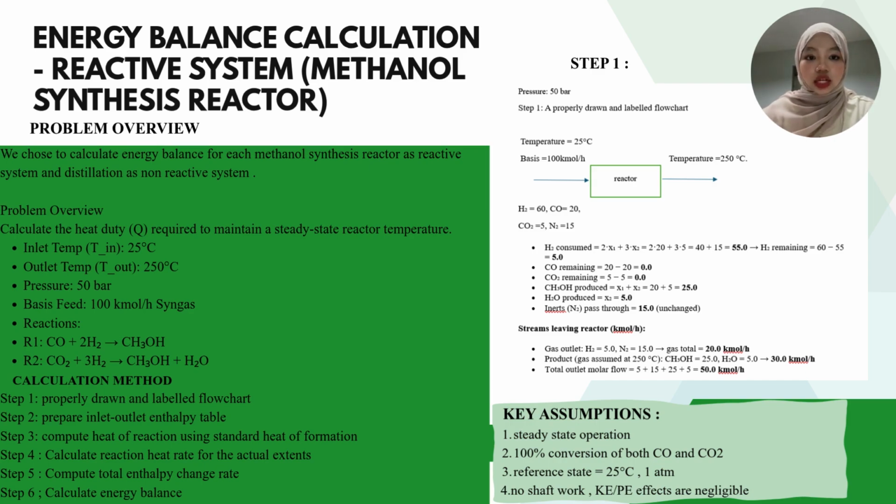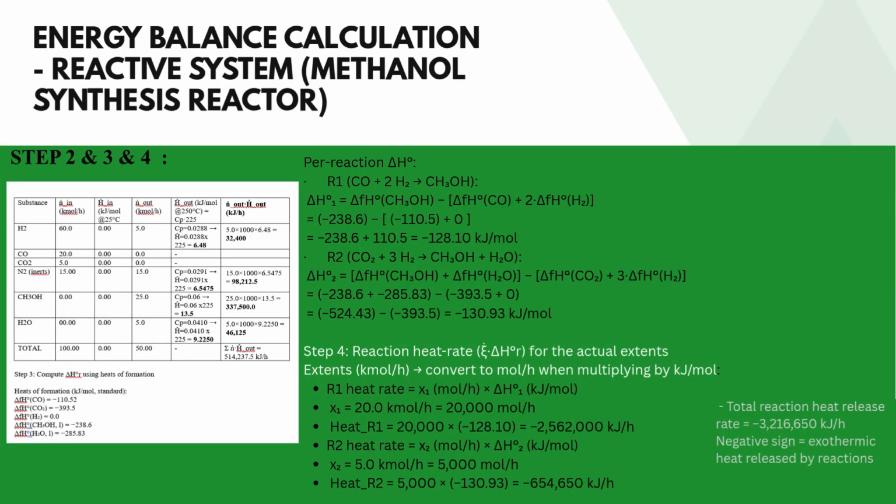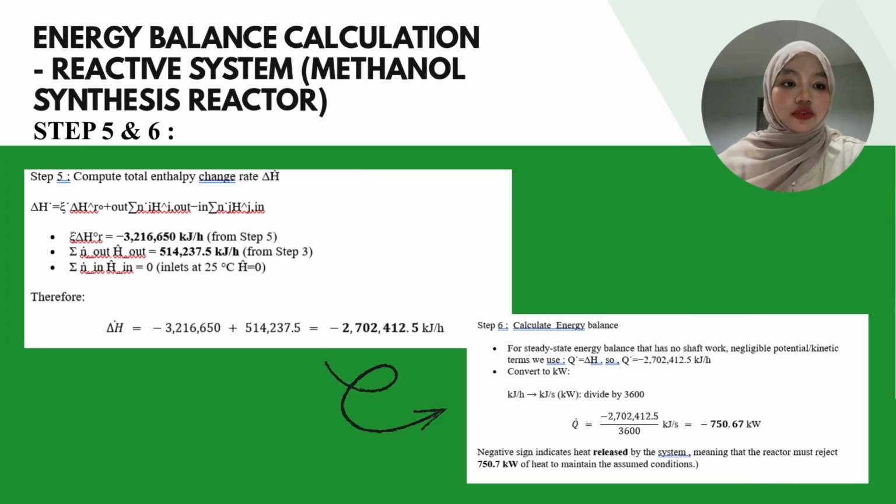The fourth step is to calculate the reaction heat rate for the actual extent of each reaction and compute the total enthalpy change rate, and lastly calculate the energy balance. The energy balance of the reactive system indicates it is exothermic because of the negative sign in the system, which is negative 750.7 kW, meaning that the reactor must reject 750.7 kilowatts of heat to maintain the assumed condition.